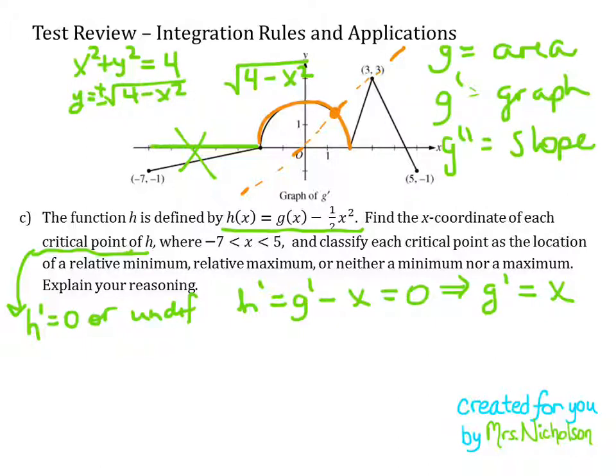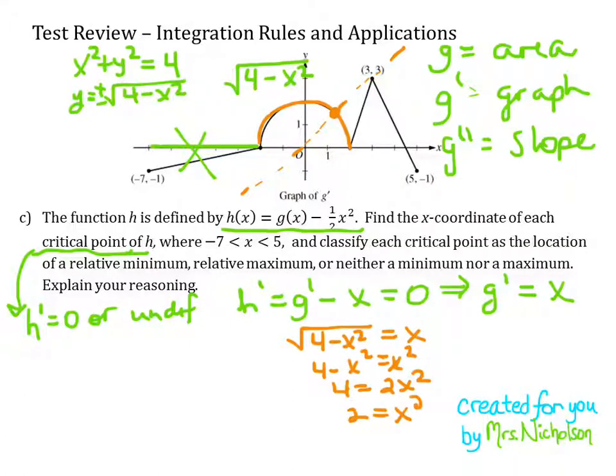So for this section of the graph, I'm going to say that g prime, which is 4 minus x squared, equals x. And if I square both sides, then 4 minus x squared equals x squared. And I can add x squared to both sides, so 4 is equal to 2x squared. If I divide by 2, x squared equals 2, and then x is going to be equal to plus or minus the square root of 2.